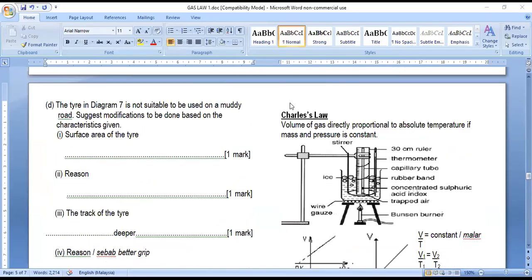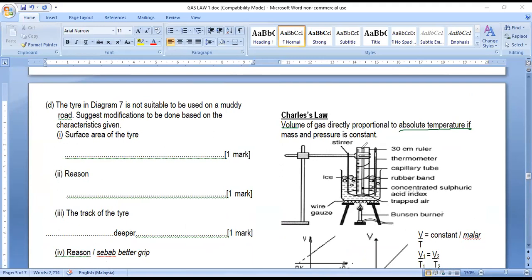Now the last law you need to know is Charles' law. Charles' law says that the volume of a gas is directly proportional to its absolute temperature, that means temperature in Kelvin, when the mass and pressure are kept constant. So how to prove the law?